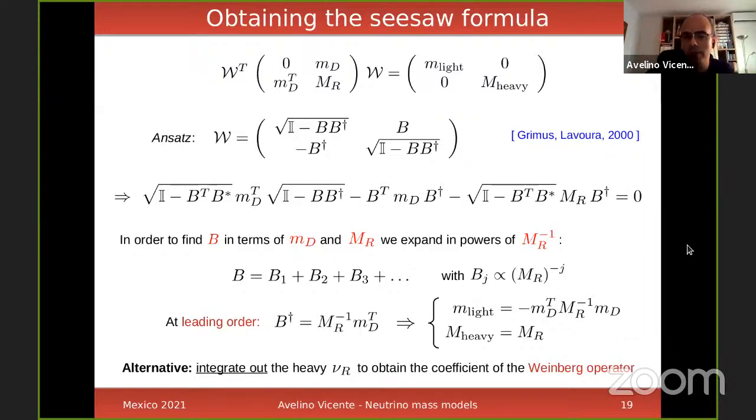Alternatively, there is another way to find this formula, which is to work using the effective field theory approach. You can integrate out the heavy right-handed neutrinos at tree level. You don't need to do anything more complicated than that. In this way you will also get the Weinberg operator, and the coefficient in front of the Weinberg operator would be basically what gives you the seesaw formula. This is an alternative way, also very elegant, to be honest. I like that way too. So it's a matter of taste.